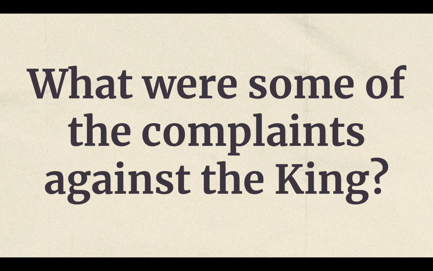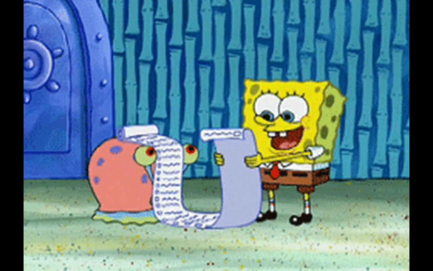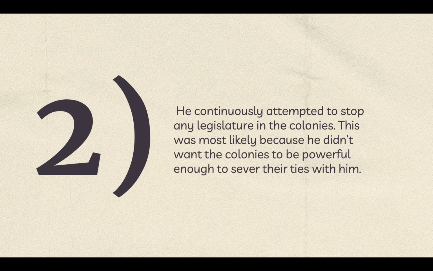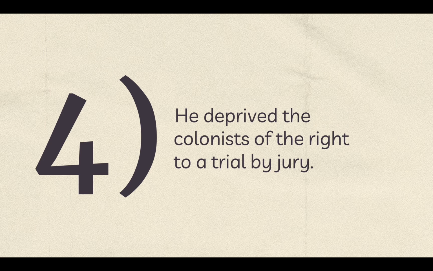What were some of the complaints against the king? There's a long list of grievances from the colonists to the king, and the first one is that he wouldn't approve of laws that were needed for the well-being of the colonists. Second of all, he continuously attempted to stop any legislature in the colonies. This was most likely because he didn't want the colonies to be powerful enough to sever their ties with him. He deprived the colonies of many things, including powers to the courts in the colonies, and not giving the colonists the right to trial by jury.